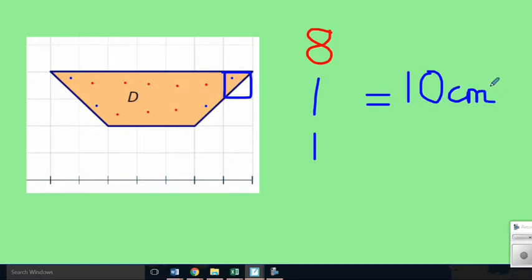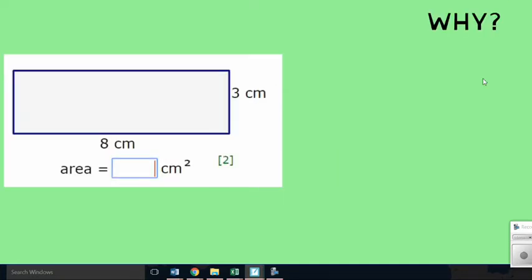And now don't forget to add the squared on, because we're working out the area of the shape. Perimeter is just centimetres. Area, we're working in centimetres squared. Okay? Now, the next part, let's have a look. Okay, slightly different.